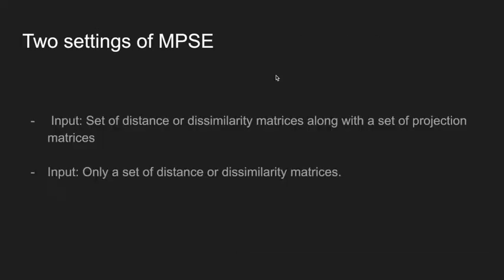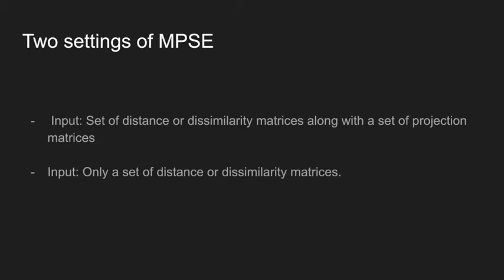We propose a mathematical formulation of the MPSE problem in 2 different settings. The first setting takes as input a set of distance or dissimilarity matrices along with a set of projection matrices. The goal of the algorithm is to embed the dataset in 3D such that on each given projection we approximate the corresponding distance matrix.